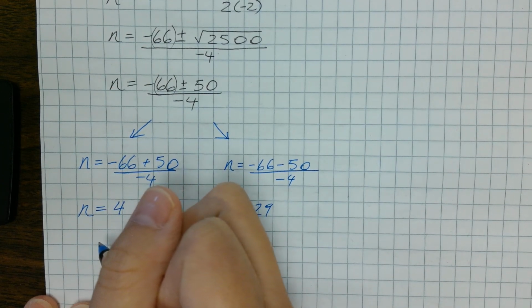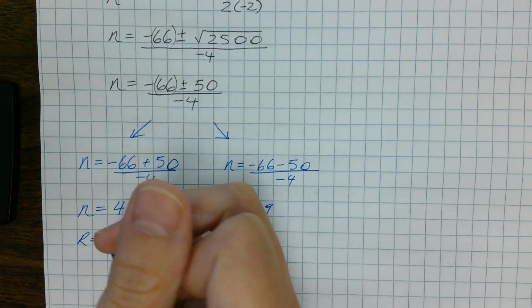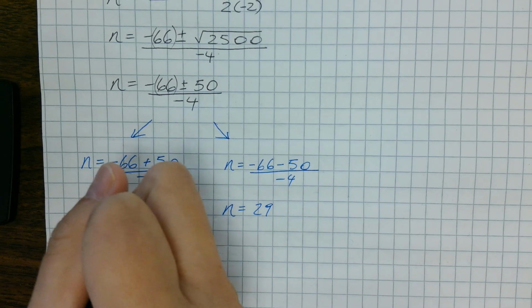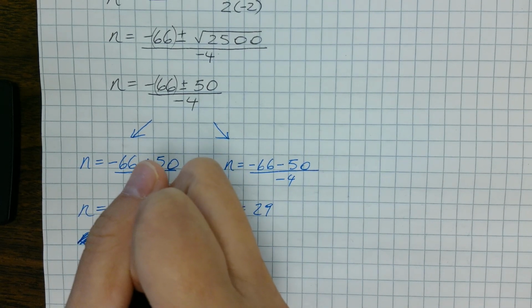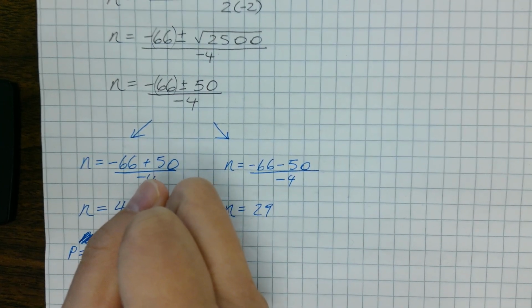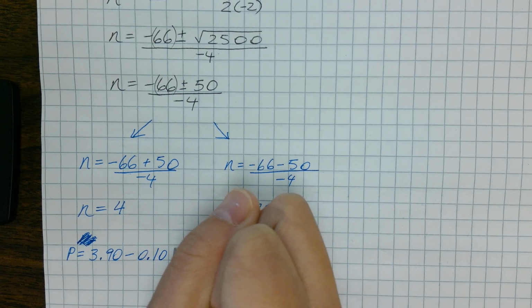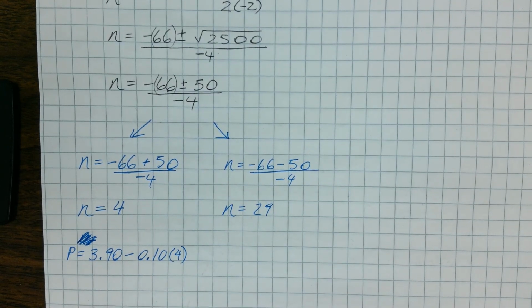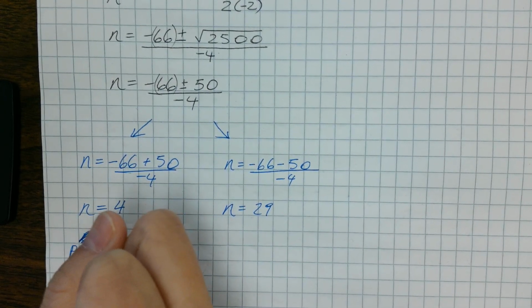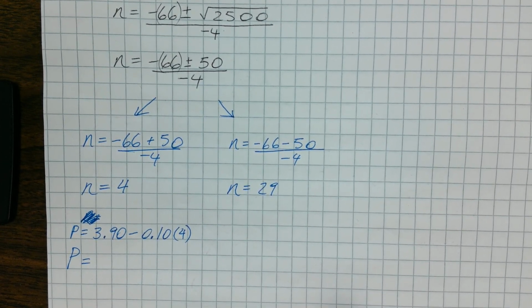We started off with the price being $3.90, and then we were doing 10 cents reductions. If we reduce it 4 times, what is the price of milk? $3.90 take away 40 cents.